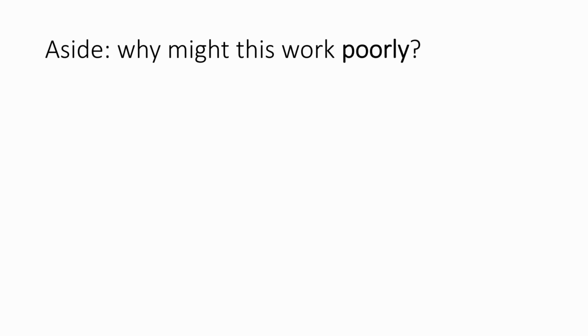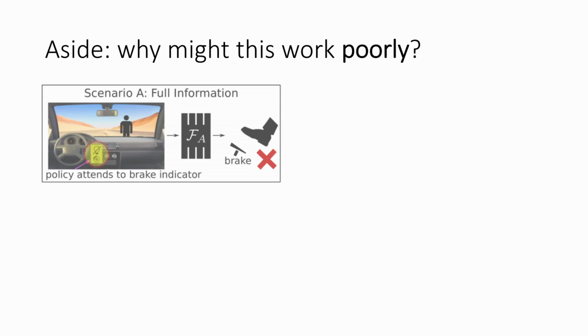There's kind of a more fundamental issue. This is a little bit of an aside, not the main topic of the lecture, but I wanted to bring this up because I think it's kind of cool. There's a subtle reason why more sophisticated models, especially models with history, can actually work poorly in a behavioral cloning setting. So I'm going to illustrate this with a silly example.